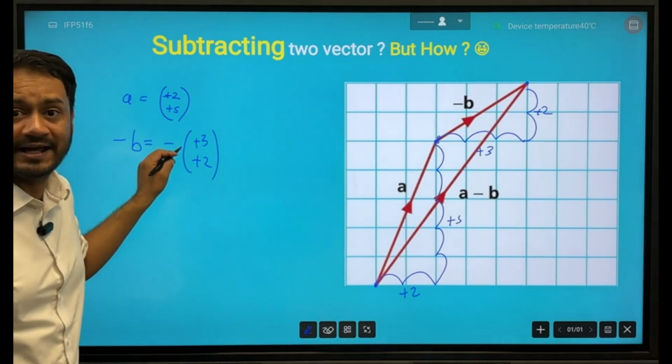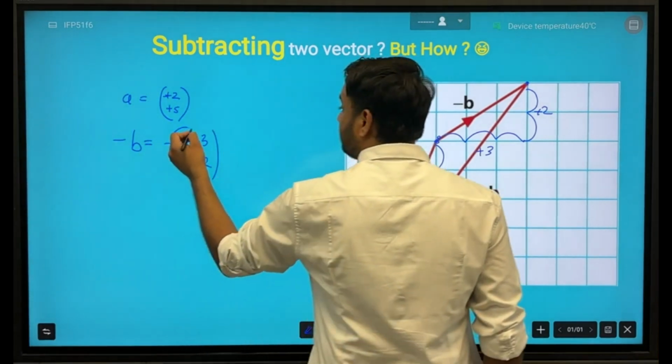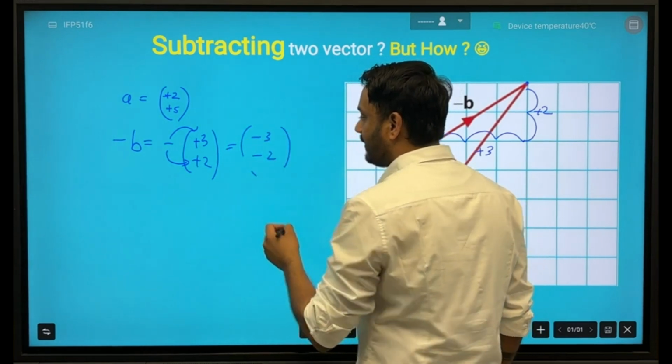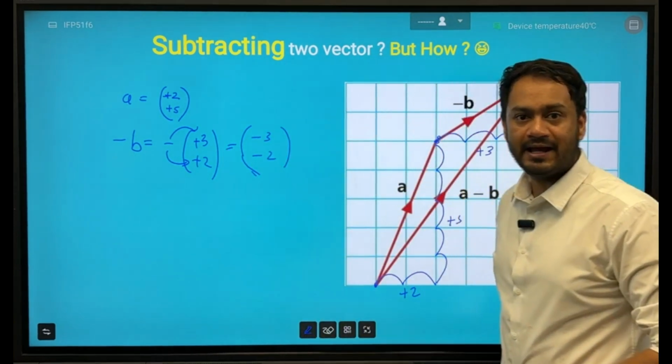But children, whenever there is a negative sign here, what do we do? We multiply the negative sign with both the numbers. So it will be -3 and -2. Right? So we got the column vectors for a and -b.